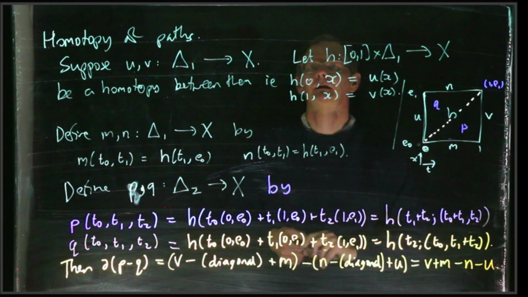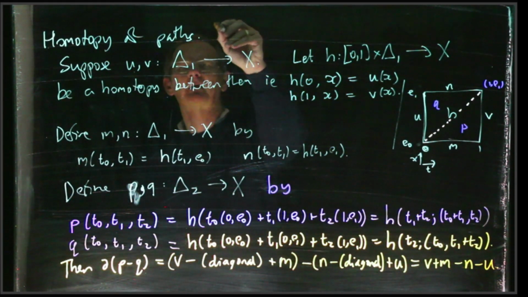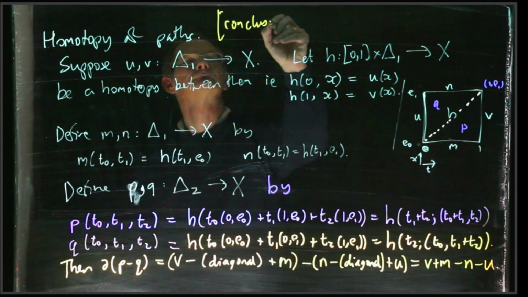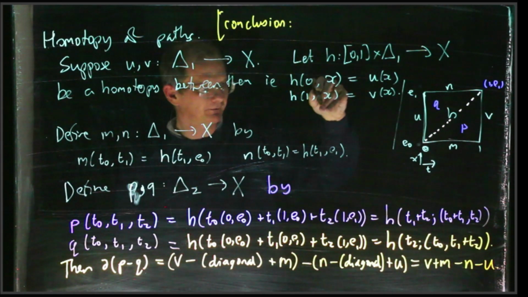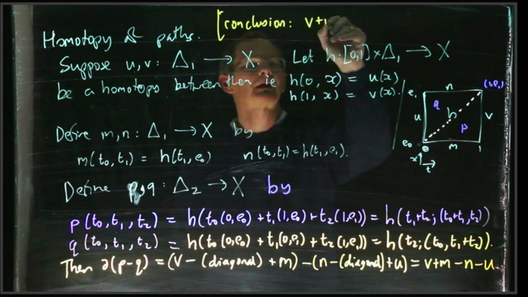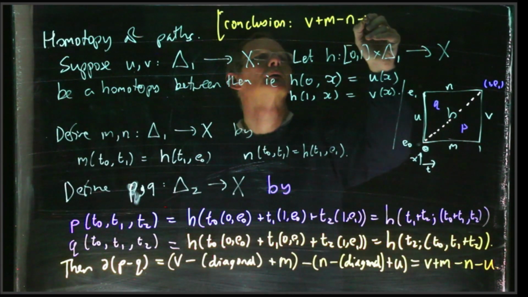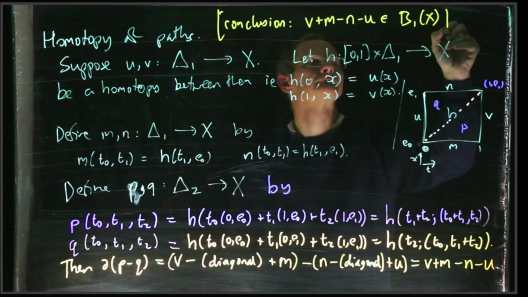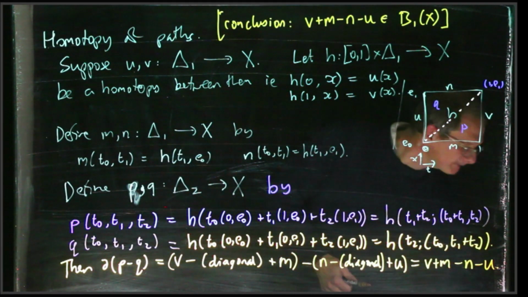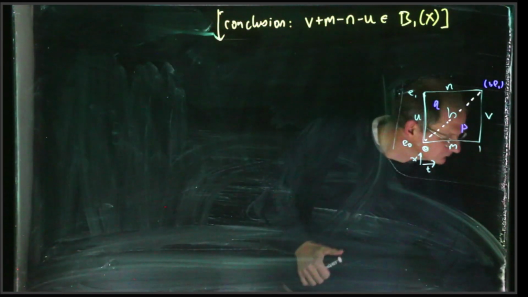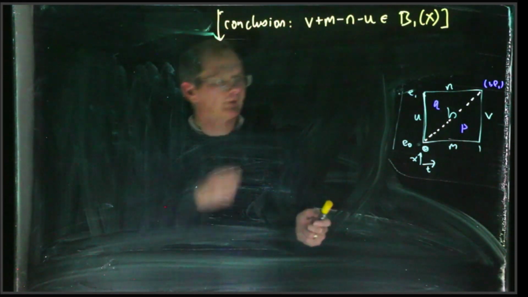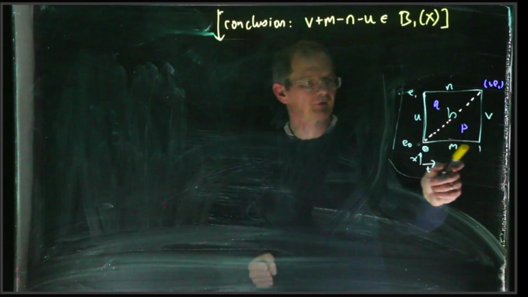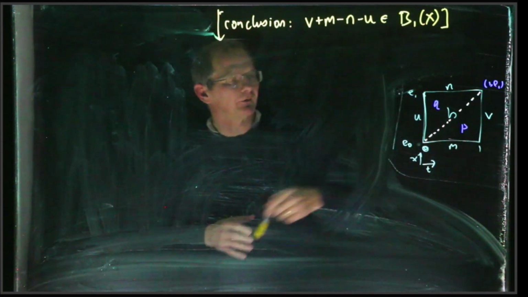So maybe let's just write this in a box up here. That you get v plus m minus n minus u is in b1x. Okay, so now we've got this general relation. We've got a homotopy h from the path u to the path v, so we've got this homotopy.